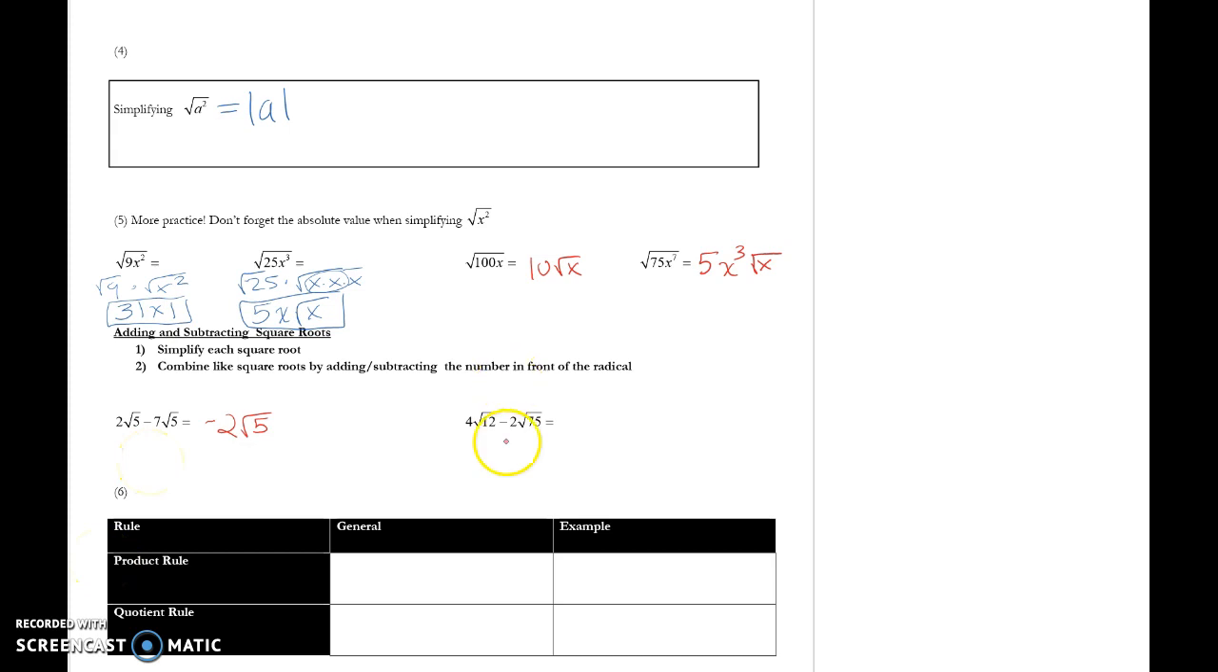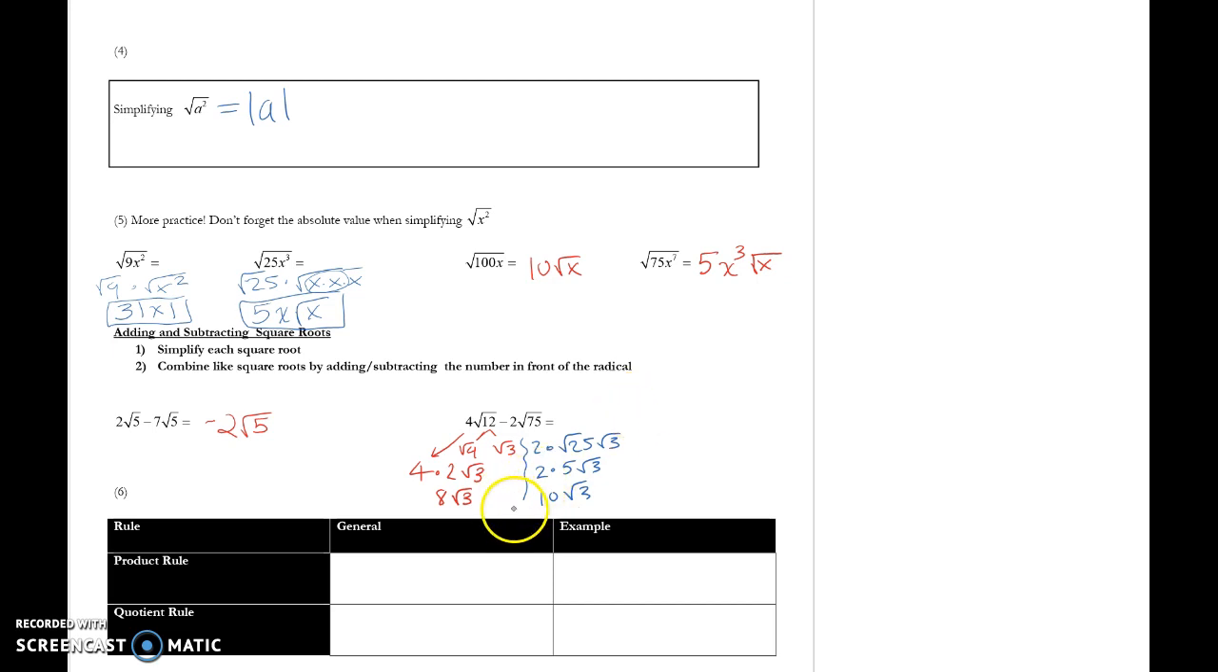Now, when I look at this one, it's not so simple. So root 12 is not simplified. So I'm going to go ahead and simplify this down. This is root 4 and root 3. So this is 4 from the 4 I got here times 2 root 3, which simplifies down to 8 root 3. Let me change up the color so you can see the other one. Root 75. So here I have 2 times root 25 times root 3, which would be 2 times 5 root 3, or 10 root 3.